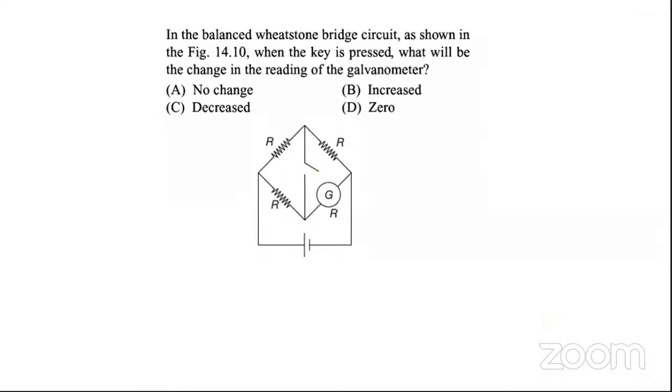In the balanced Wheatstone bridge circuit as shown in the figure, when the key is pressed, अभी ये key open है, जब इसको बंद करेंगे, what will be the change in the reading of the galvanometer? मतलब अभी open position में कुछ reading है इसमें, and जब इसको close करेंगे तो इसमें क्या change आएगा? This galvanometer is having its internal resistance as R.